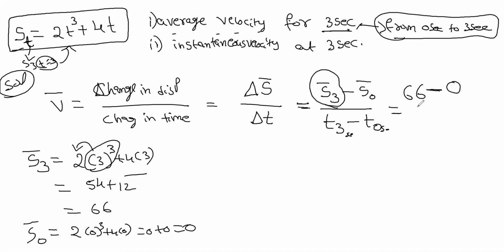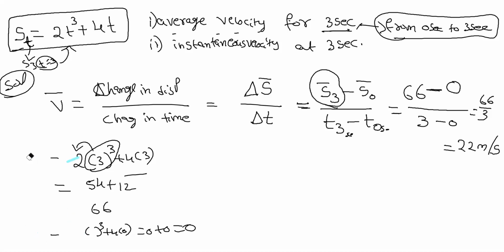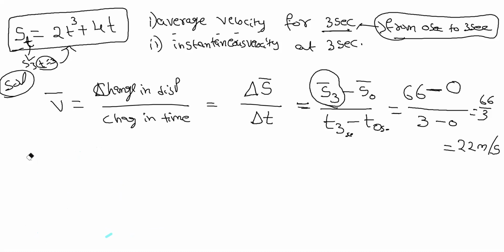Divided by t, which is 3 seconds. So 3 minus 0, which is equal to 66 by 3. So the answer we will get is 22 meters per second. When you do it like this, you will get the average velocity, because we have taken the total period, from 0 seconds to 3 seconds. That's why we get the average. So this is V average, and the average velocity is 22 meters per second.